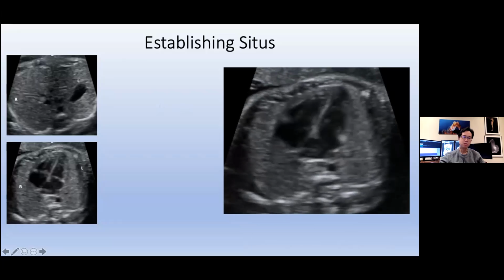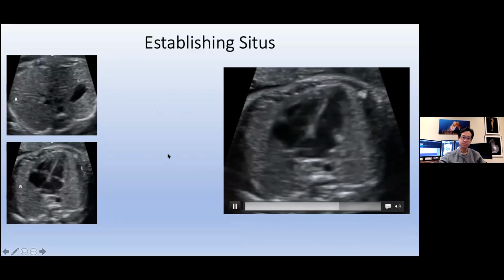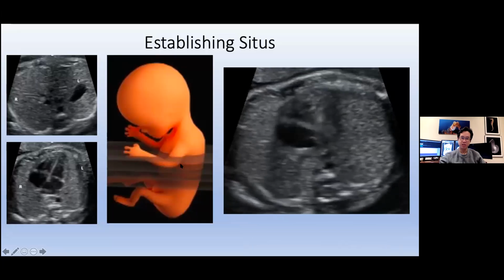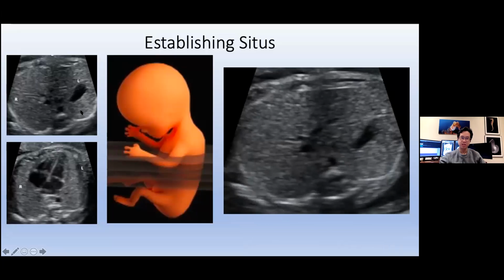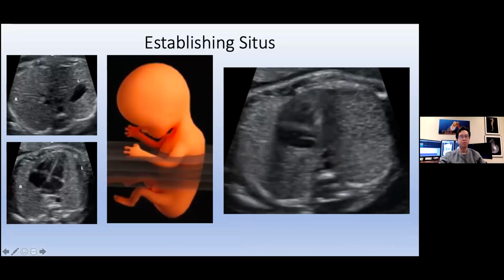Okay, so this is how you do it. You start in the chest and you sweep downwards until you find the stomach, which is on the appropriate side.